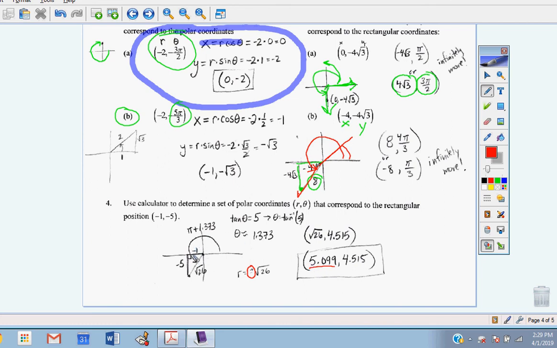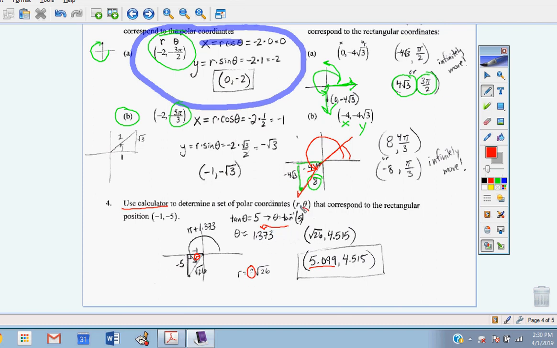But the biggest thing missing here and why we're telling you to use a calculator is that we don't know this little reference angle right here. So if I make this little reference angle theta, tangent theta is equal to negative 5 over negative 1, right? So when I do that on the calculator, what do I get? I get 1.373, okay? Well, what does that mean?